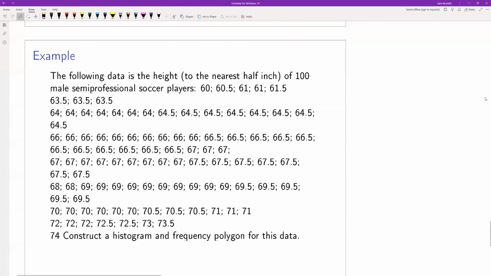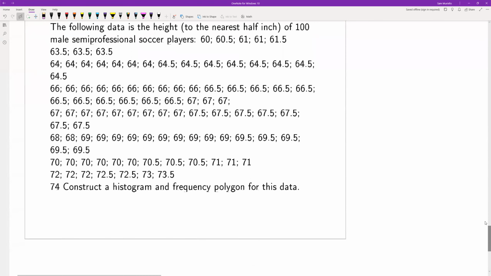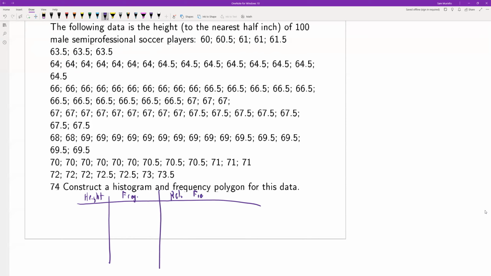Let's go through an example here of grouping data and creating a graph. We've got the height of a bunch of different male semi-professional soccer players, and there's a lot of data here. We want to construct a histogram and frequency polygon for this data. Now, the first thing we're going to do is create a frequency table. So we'll say height, frequency, and we have to decide if we want to do frequency or relative frequency. I think it's going to make more sense in this scenario to do relative frequency. We're not going to fill in the cumulative relative frequency here because it doesn't really make sense to talk about that for the purpose of this graph. I would rather have a bar for each category rather than a bar indicating everything up to that category.